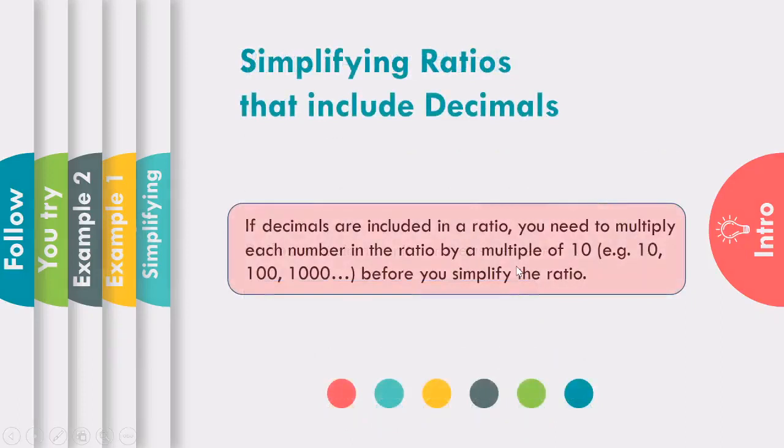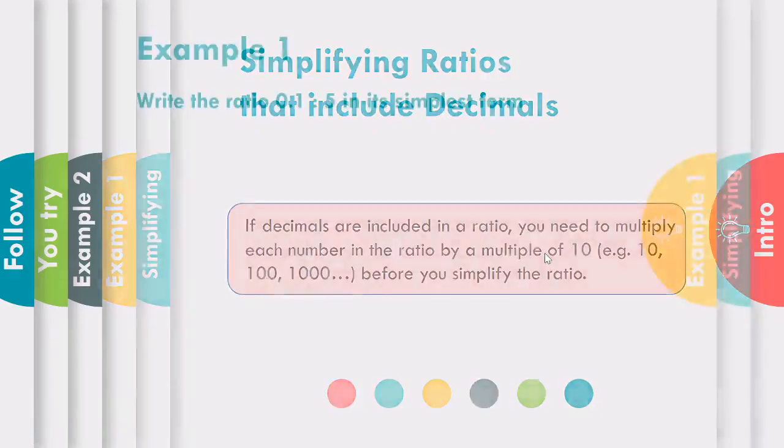If we've got decimals involved in our ratio question, well, ratios only include whole numbers. So guys, we want to get rid of those decimals. If we see a question with decimals, we want to get rid of them straight away. And if we want to get rid of those decimals, what we can do is multiply each number in the ratio by a multiple of 10. So we could multiply it by 10 or 100 or 1,000, and then we're going to simplify afterwards. Now to really show you what that means, let's look at some examples.